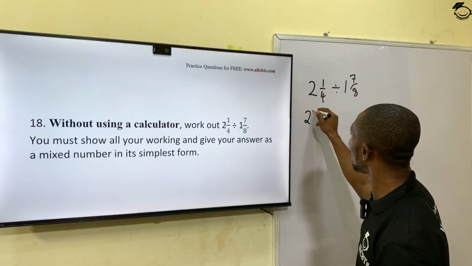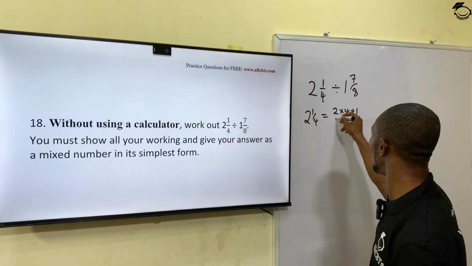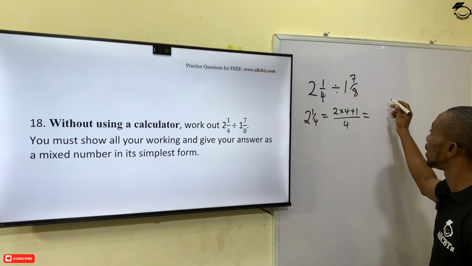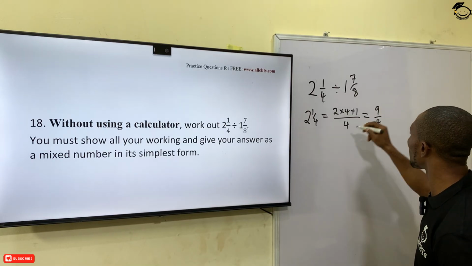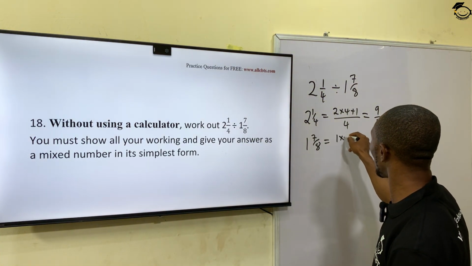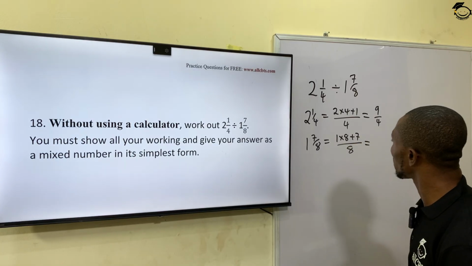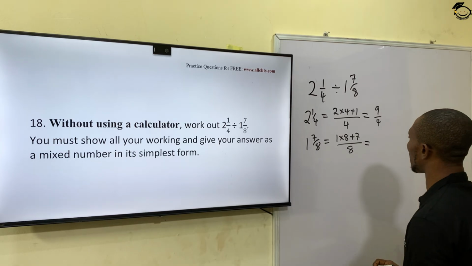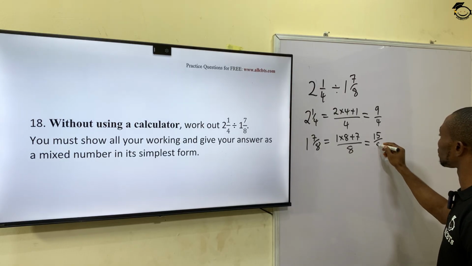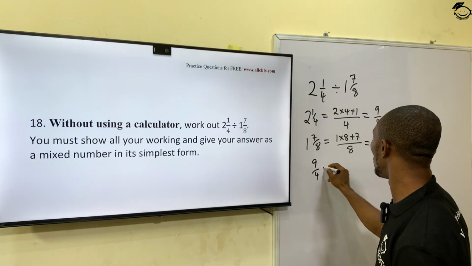And to do that, we have two whole number 1/4 would be 2 times 4 plus 1 all over 4, which gives us 2 times 4 gives us 8. 8 plus 1 gives us 9/4. And for one whole number 7/8, we have it as 1 times 8 plus 7 all over 8. 1 times 8 is 8, and 8 plus 7 gives us 15 over 8.